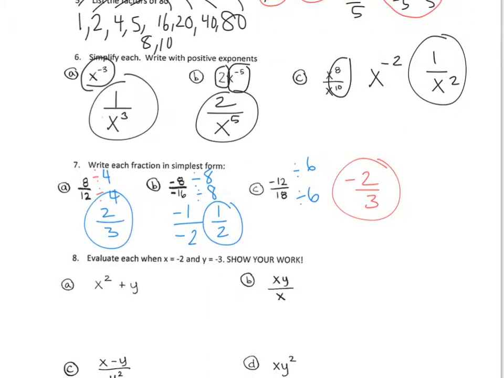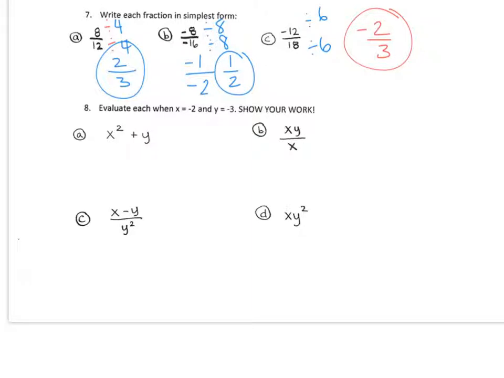And then number 8, evaluate. So make sure that you're plugging in numbers in parentheses when you're evaluating if they're negative. So negative 2 squared plus negative 3. Well, negative 2 squared is a positive 4. 4 plus negative 3 is 1.